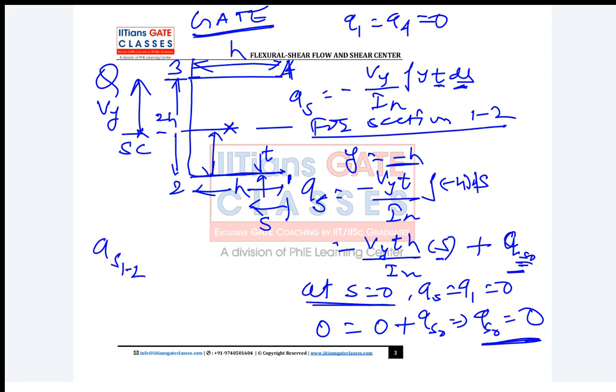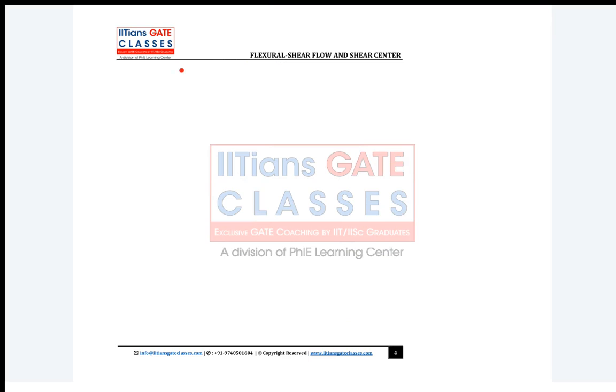So what is the shear flow distribution Qs for 1 to 2? Your shear flow distribution is Vy t h upon Ix into s. Is it clear how this distribution comes? Vy t h into s upon Ix. So is this distribution linear or parabolic? It's a linear distribution.